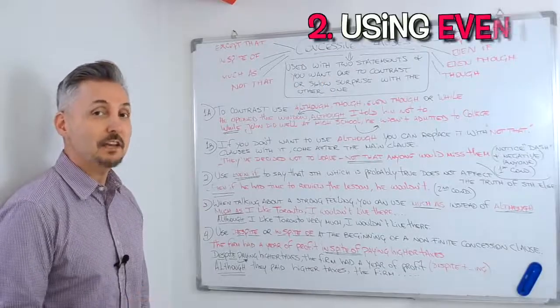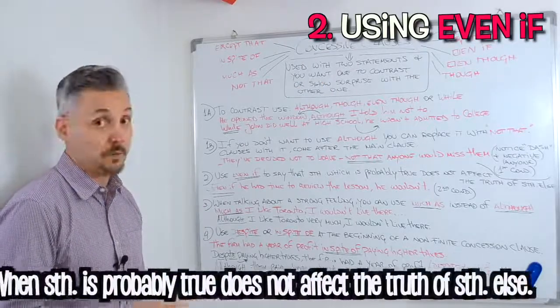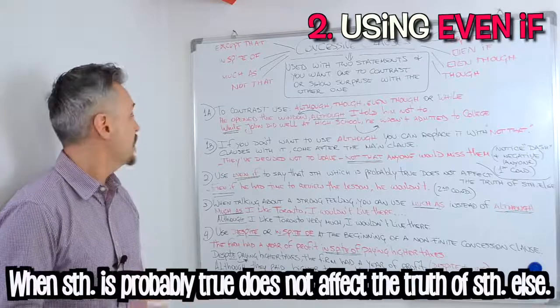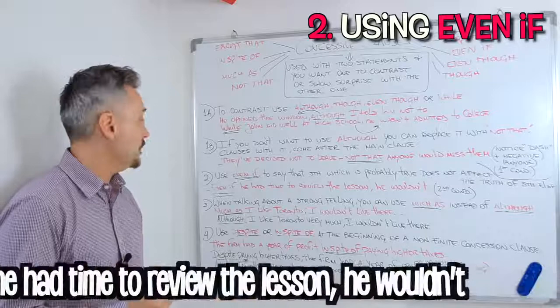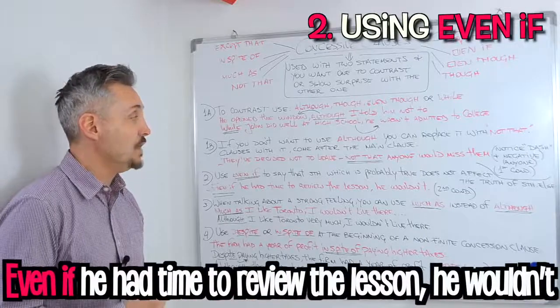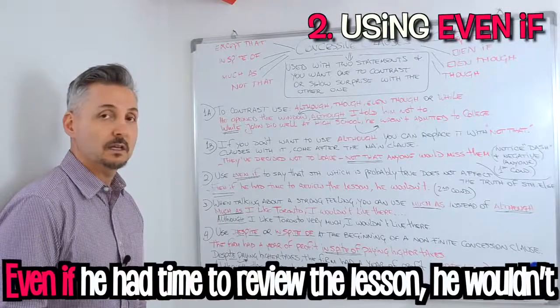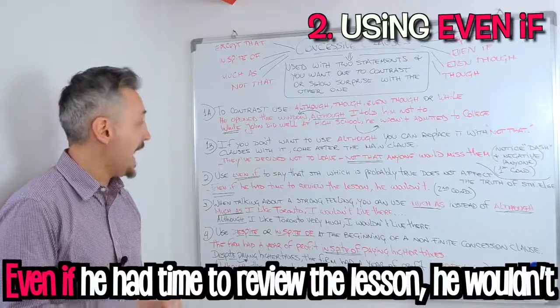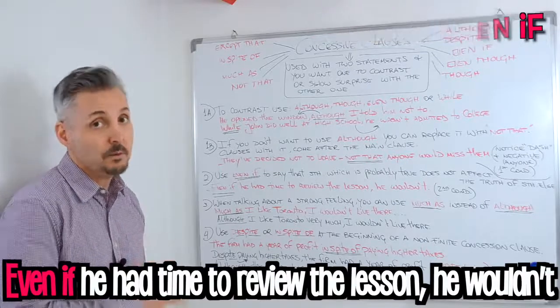You can use even if to say that something which is probably true does not affect the truth of something else. For example, even if he had time to review the lesson, he wouldn't. This is an example of the second conditional. So even if he had time to review the lesson, he wouldn't.